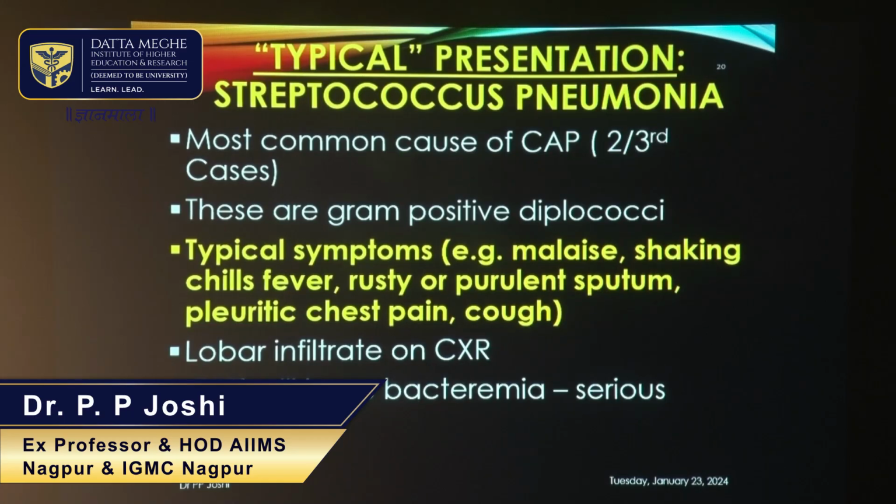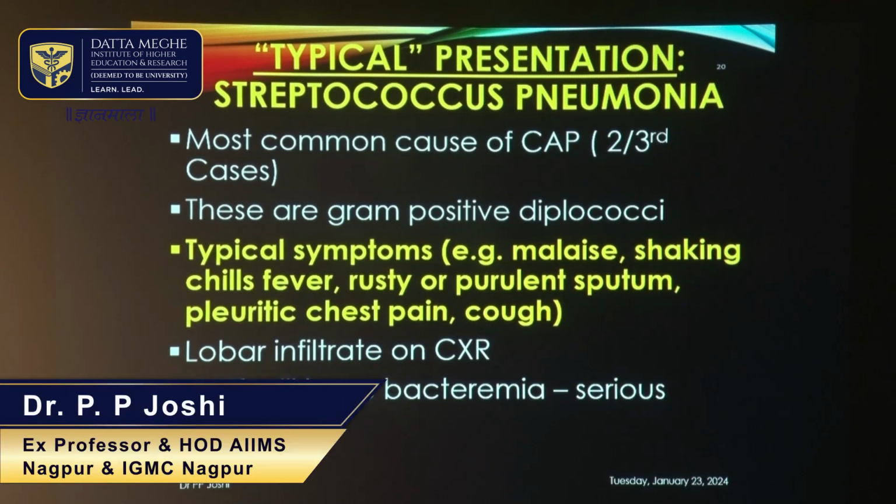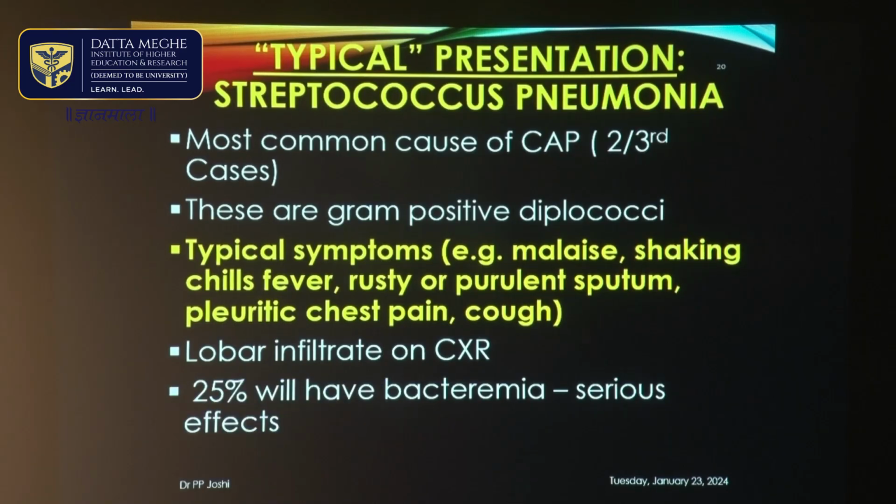Streptococci are basically gram-positive diplococci, and the typical presentation is abrupt onset of high-grade fever associated with chills, malaise, rusty or purulent sputum, and pleuritic chest pain and cough. On an X-ray, we see one part of the lobe totally consolidated, whitish, opaque, and that is the typical picture of lobar consolidation seen with Streptococcus pneumoniae. 25% of these patients may develop bacteremia and may develop serious complications.